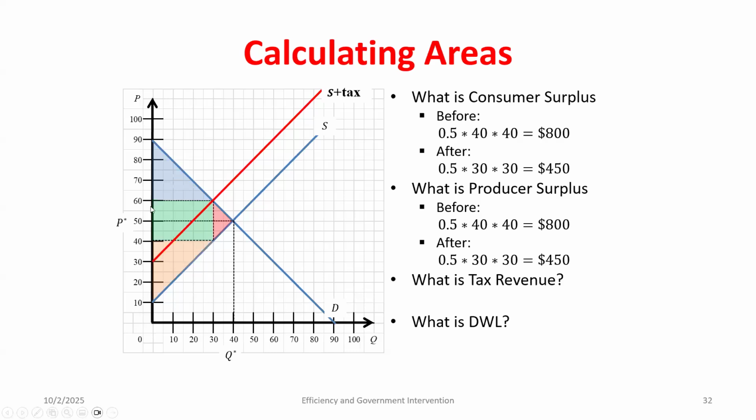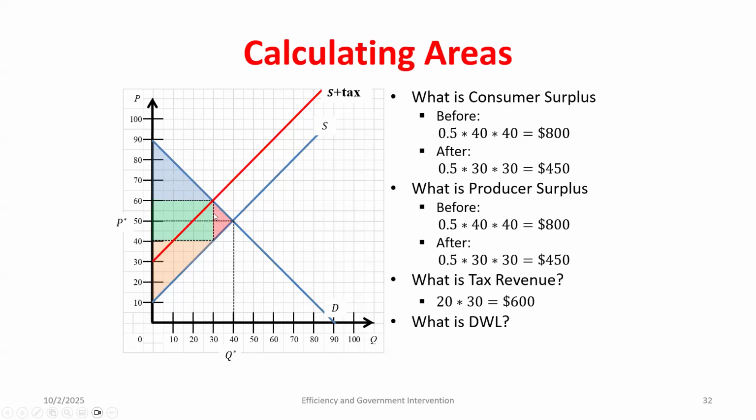And then tax revenue, we said, just the value of the tax is going to be the height of that rectangle. Quantity sold after the tax is the base. So 20 times 30 would give us that tax revenue of 600.